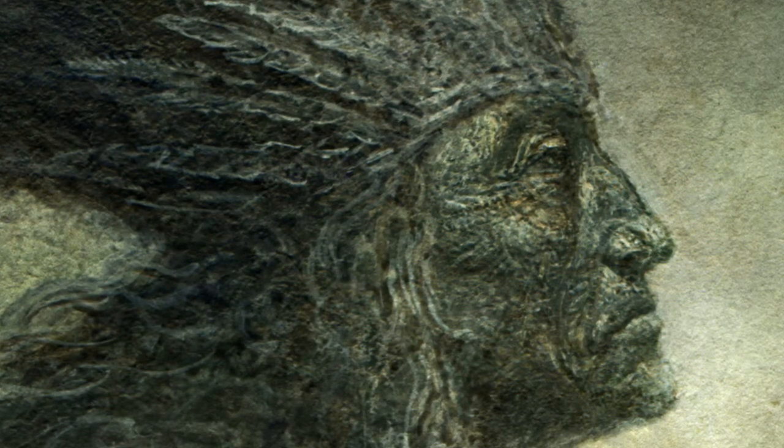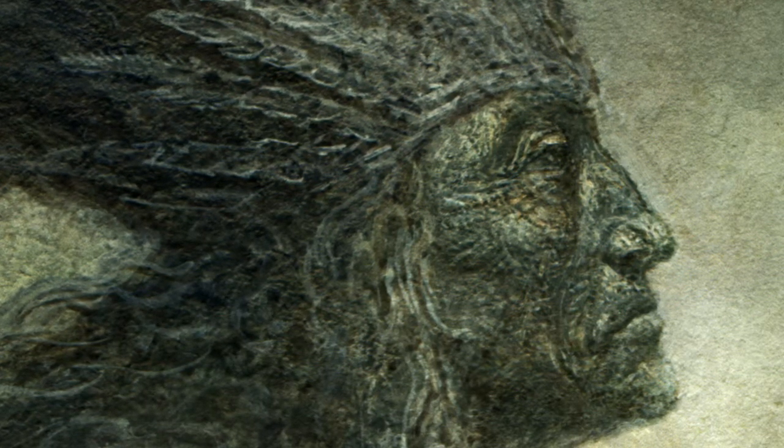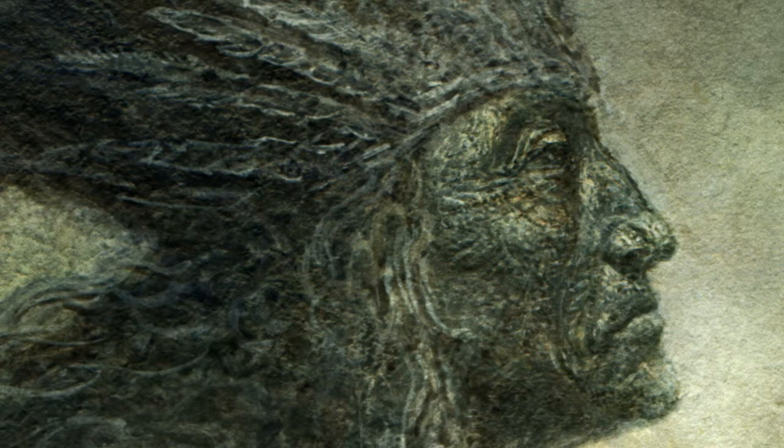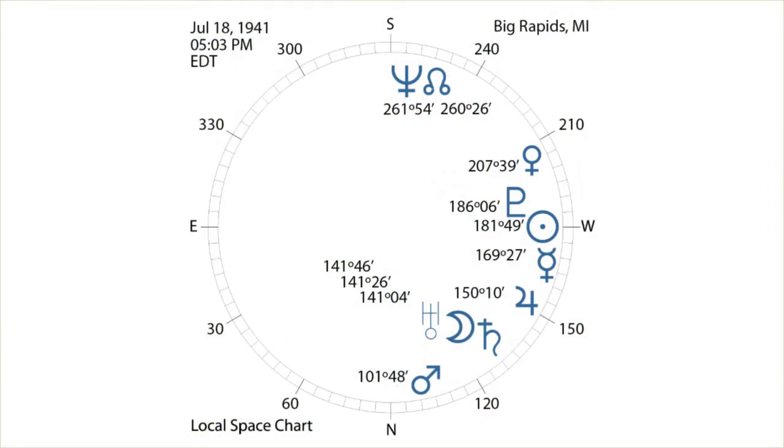Now let me go over some of the basics again. So in simple terms, the local space chart is a map of the 360 degrees of the local horizon, surrounding an event, such as a birth, with the various planets' positions plotted on it. The map represents the full circle or plane of the horizon rather than only the 2 points at which it intersects the zodiac, the ascendant and descendant.